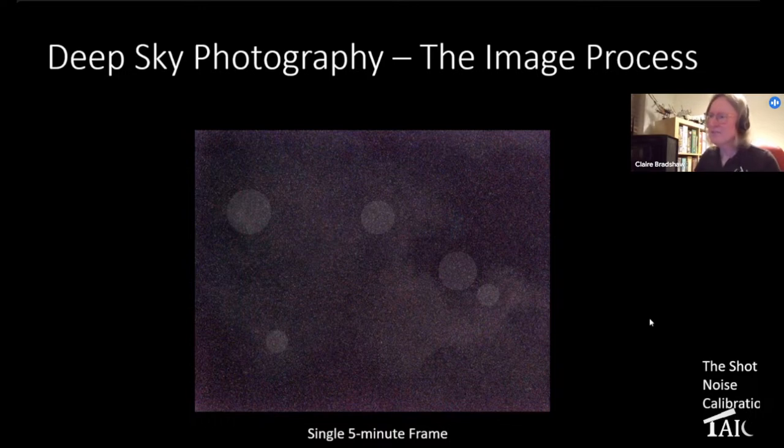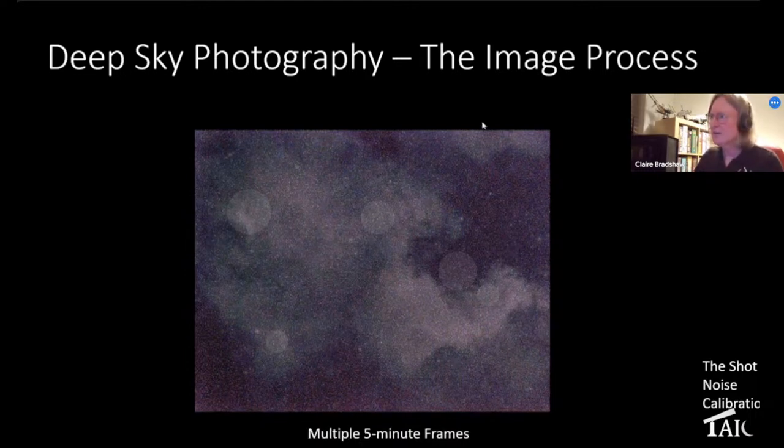So we get our single 5-minute frame, and this is all the noise. This is just a simulation of all of the noise that we will get. We've got our nebula in the background, but we've got all this other junk that's in there as well. So we create a 5-minute photograph. That adds to the data that we see of the nebula, but it also shows us all of this noise. So when the software comes to aligning all of these pictures together, it'll essentially be able to work out what is noise and what isn't.